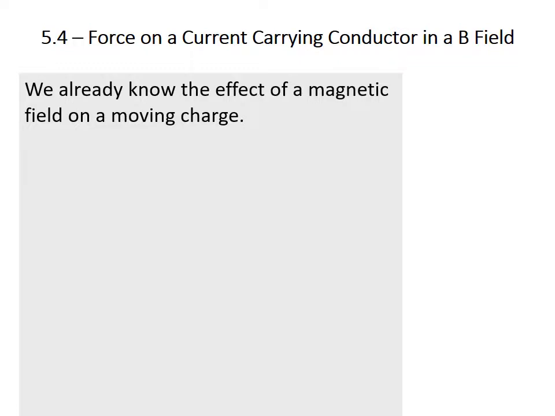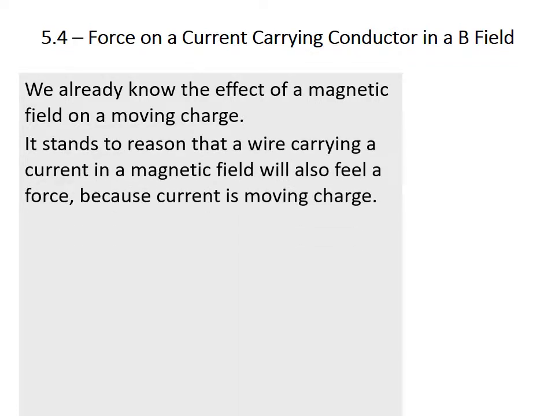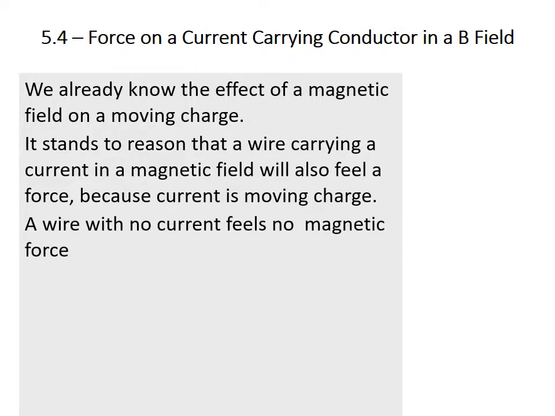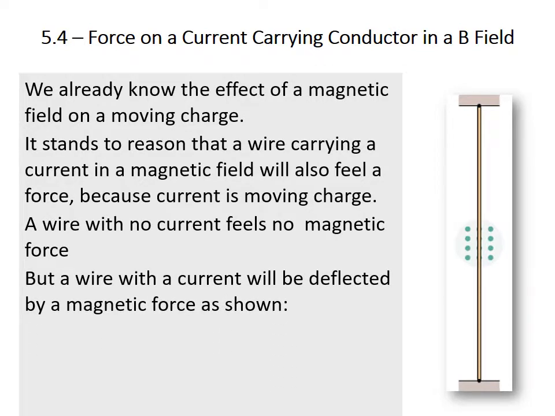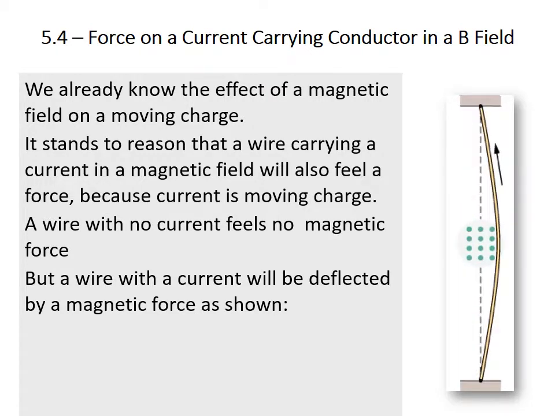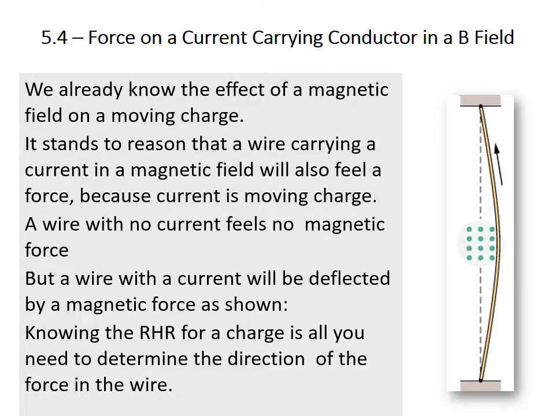Alright, so we already know the effect of a magnetic field on a moving charge, and it stands to reason that a wire carrying current in a magnetic field will also feel a force, because charges are moving throughout it. Current is moving charge. So a wire with no current feels no magnetic force. So imagine I have a wire and it's within a uniform B field. But a wire with current will be deflected by a magnetic force as shown. Depending on the direction of current, this deflection will change one way to another. Knowing the right-hand rule for a charge is all you need to know to determine the direction of the force in the wire.